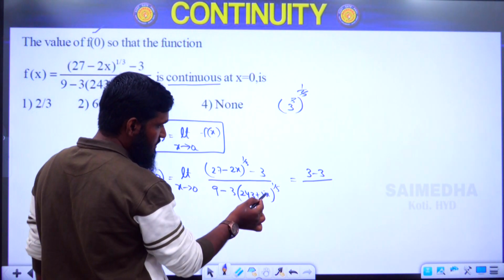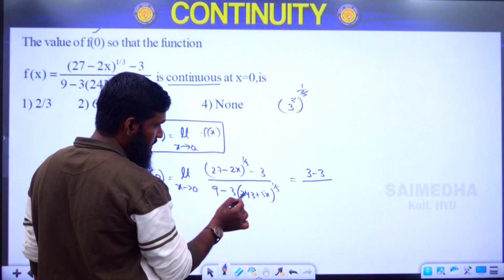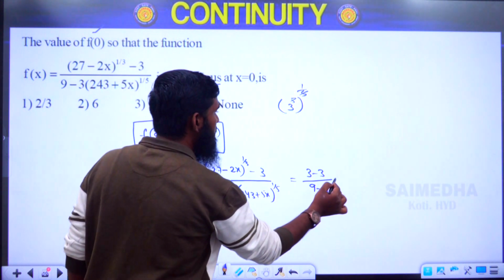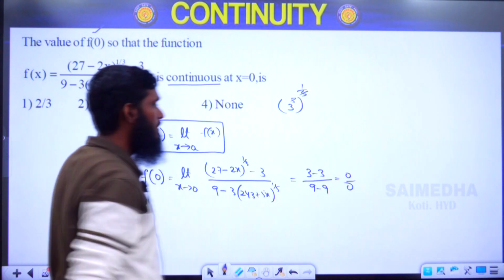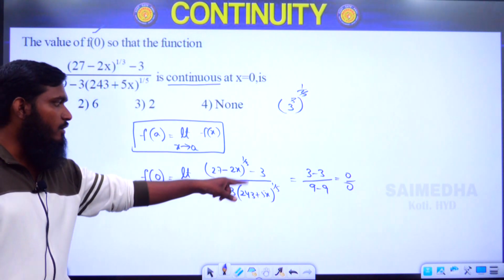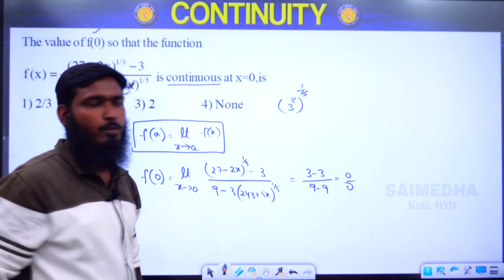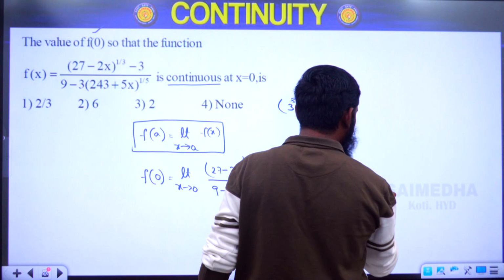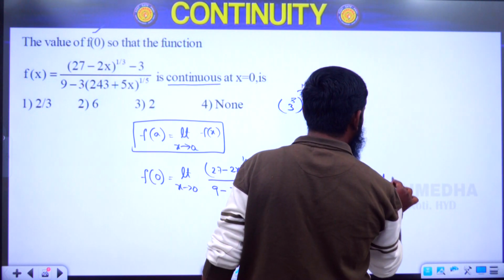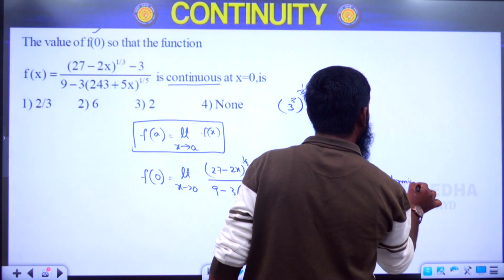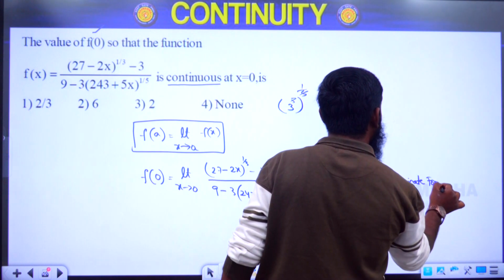Okay, this part is becoming 0, over here 3 is left, 3 3s are 9. So what we are getting, 9 minus 9, it is equals to 0 by 0. So if you are substituting the x value in this complete part, we are getting the answer as 0 by 0. 0 by 0 means what we can take over here, indeterminate form.